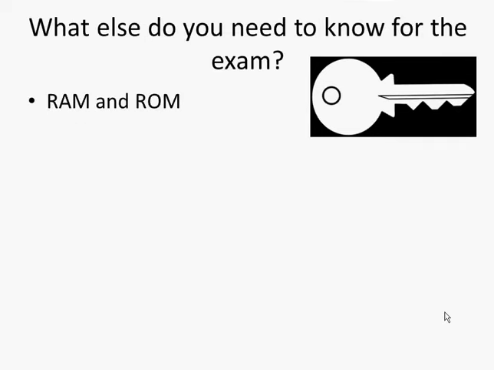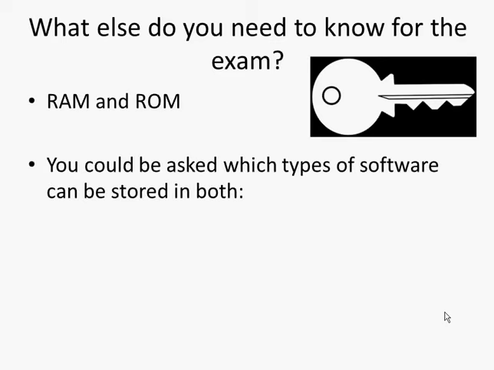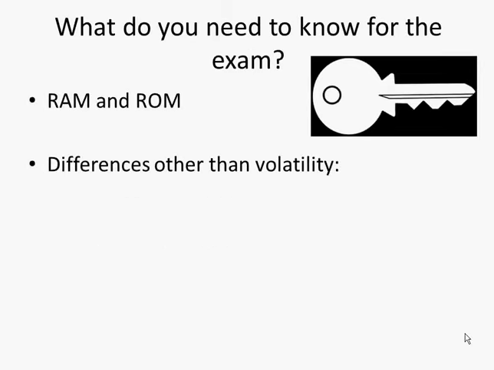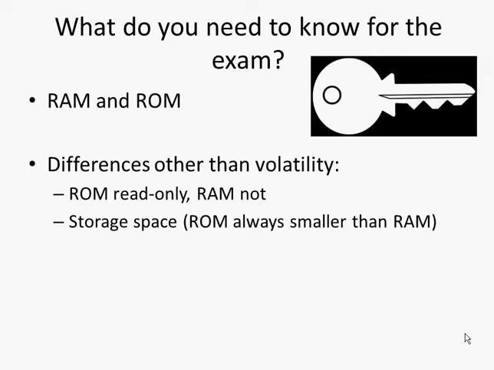Other key things that you need to know about RAM and ROM for your exam could include, well, you could be asked which types of software can be stored in both, and we know that RAM stores our operating system, application, user files, and that ROM stores our boot file. You could be asked about differences other than volatility, remembering that RAM is volatile and ROM is non-volatile. It could be to do with storage space. ROM will always be smaller than RAM. We will always have more gigabytes of RAM available than we do of ROM.